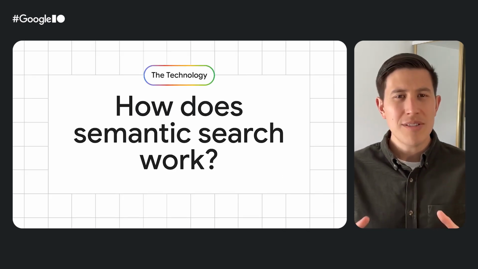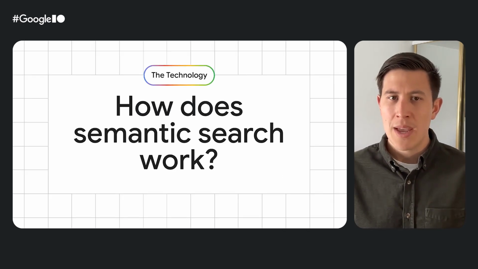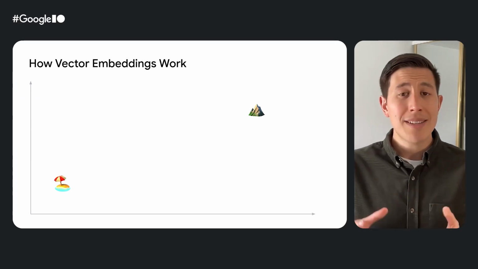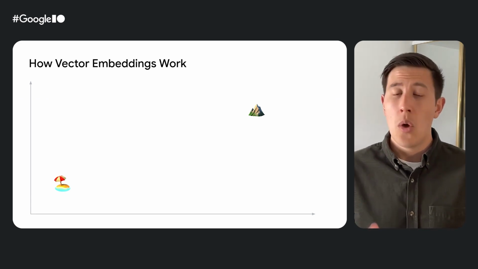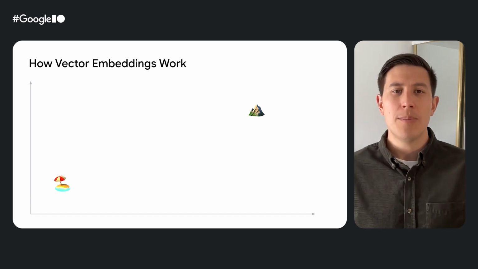So, how does semantic search work? A vector embedding represents the meaning of an object as the AI understands it in a multidimensional space. So let's break down what that means. In my example here, I have a two-dimensional space that already has some embeddings generated for two places. One is a mountain, and the other is a beach.